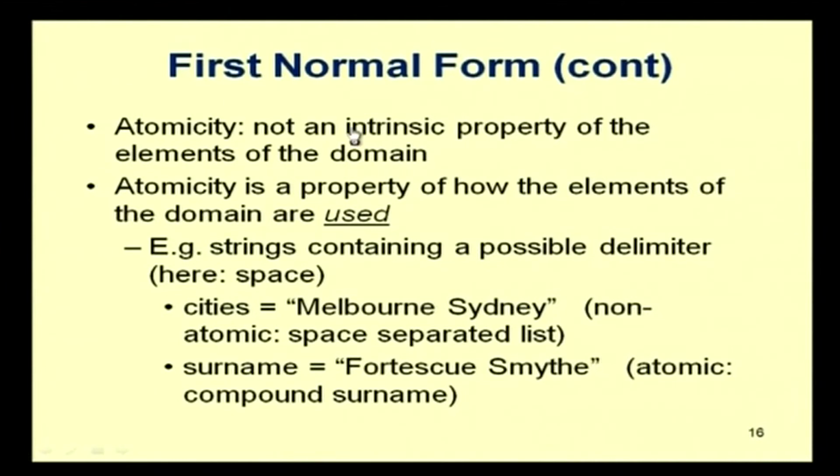Atomicity is not an intrinsic property of the elements of the domain; it is a property of how the elements of the domain are used. For example, strings containing a possible delimiter, here space, such as cities, Melbourne and Sydney, are non-atomic because the space separates the list. Now, this surname Fortescue Smith is actually atomic, though it has a blank, because it is never going to be used separately, only as an entire string. So, it is not decided by the blank space.